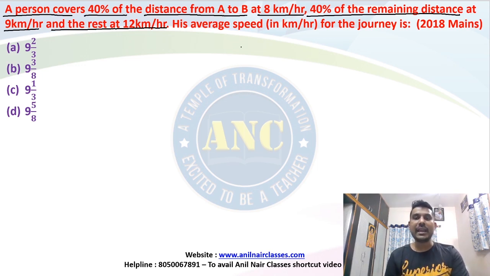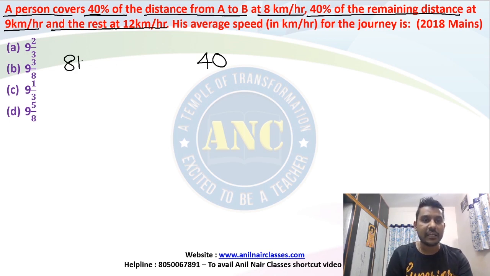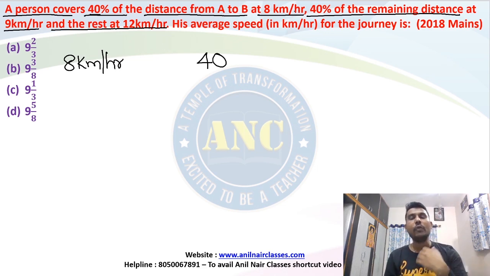Now see here. Can I say that because it is given in terms of percentages, I will assume the total distance as 100 kilometers? If I assume the total distance as 100 kilometers, 40% of the distance from A to B means 40% of 100, which is 40 kilometers. He is traveling at a speed of 8 kilometers per hour. Out of the remaining 60 kilometers, 40% of that is traveled at 9 kilometers per hour.